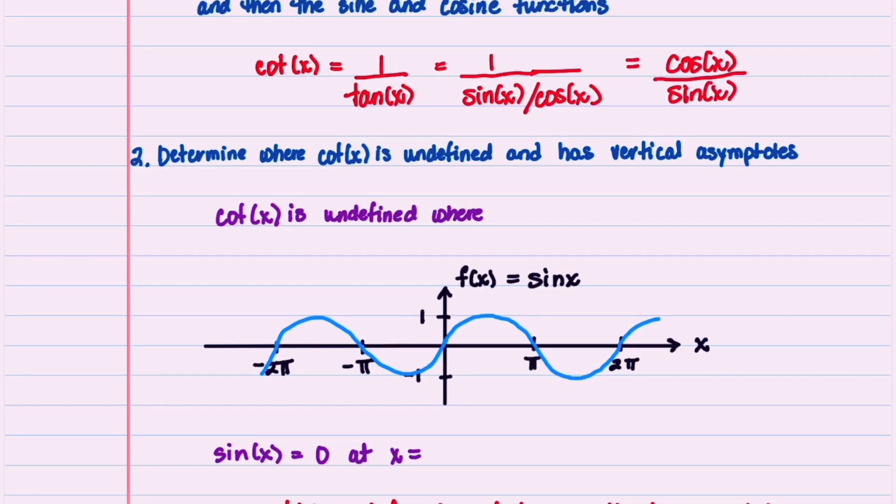The cotangent function will be undefined and have vertical asymptotes where sine x is equal to 0 because sine is in the denominator of cotangent x. From our graph, we can see the points where sine x is going to be 0, and we'll mark those in red.